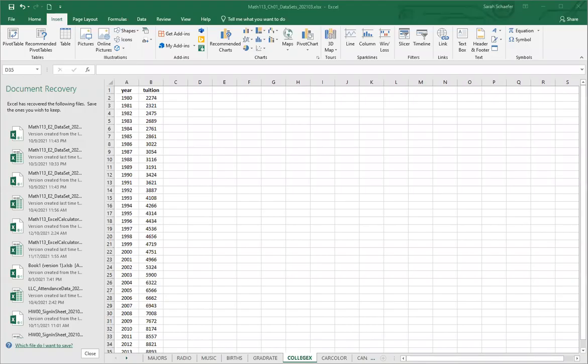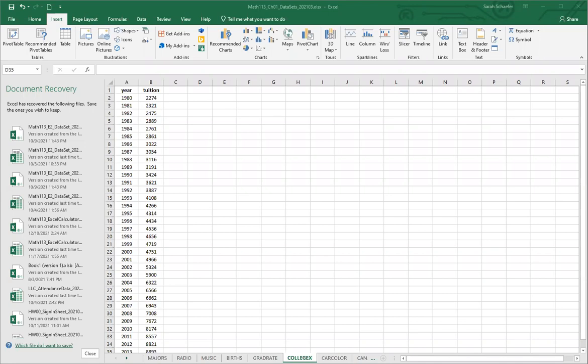All right, now that we've looked at what a time plot is, let's look at how to make one in Excel. So the data we're going to use is the average tuition and fees charged by public four-year colleges and universities for the 1980 to 2013 academic years.